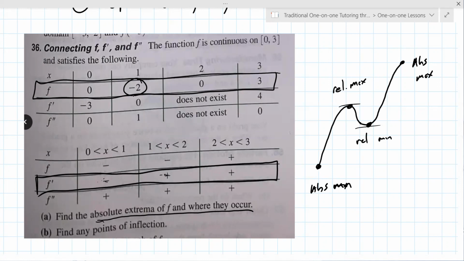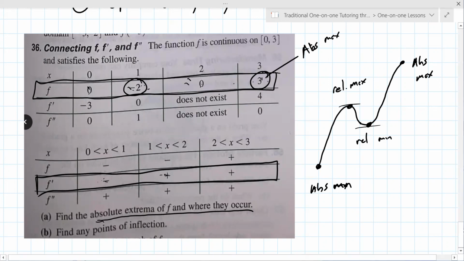Now for the max, there's no relative max because it's plus plus. And so nothing's going on there. So then you're just looking at what's the biggest value in here. 3. So that's the absolute max. Is it also the relative max? Oh no, only if there was a sign change here. Yeah. Okay, got it. Okay. Yeah, that's part A.